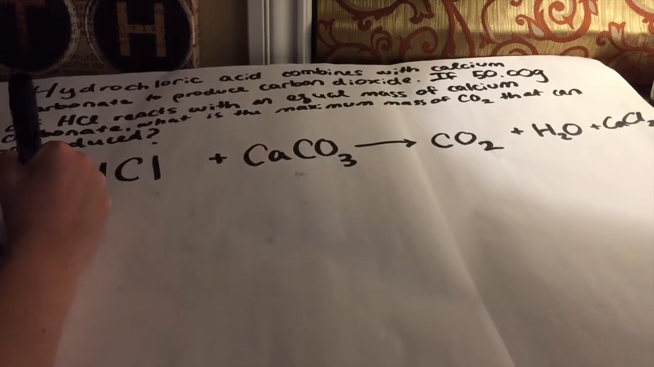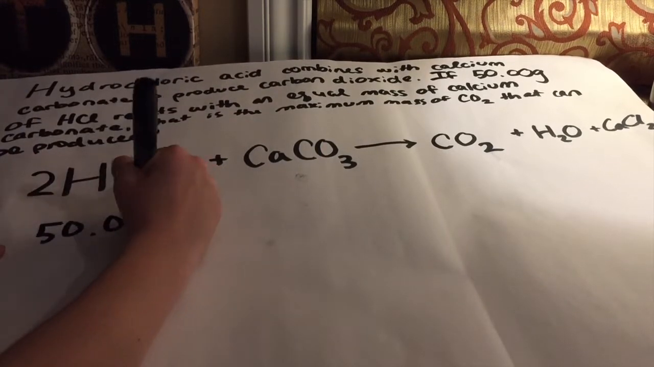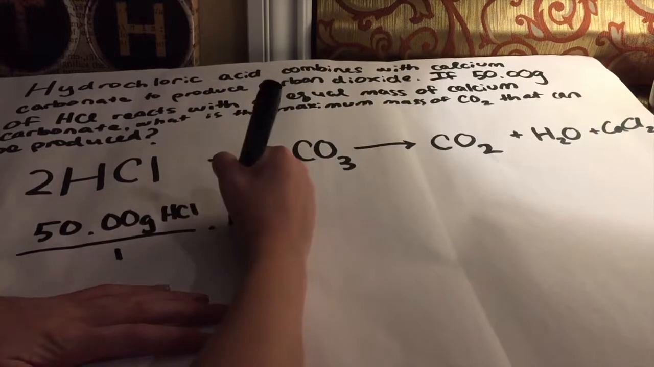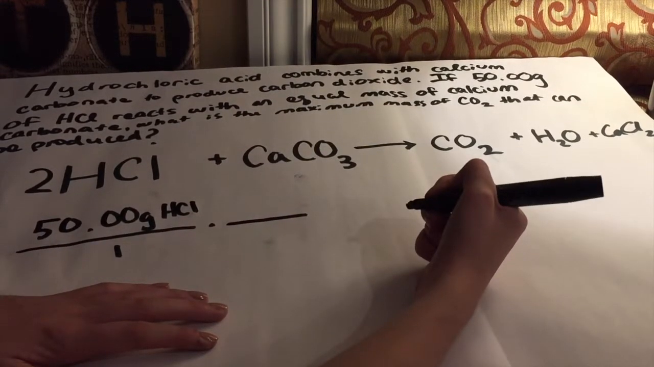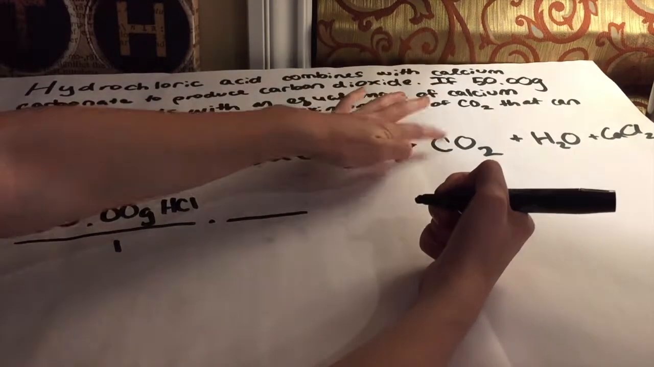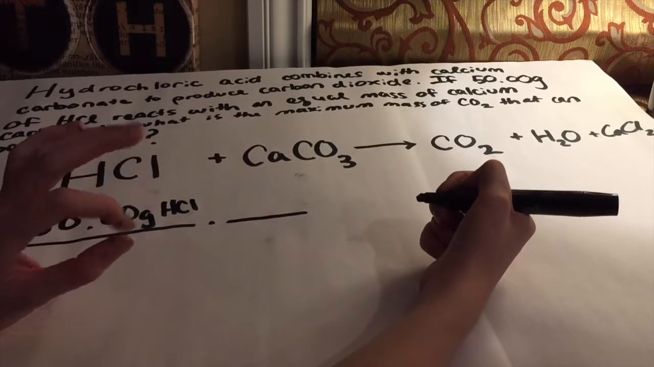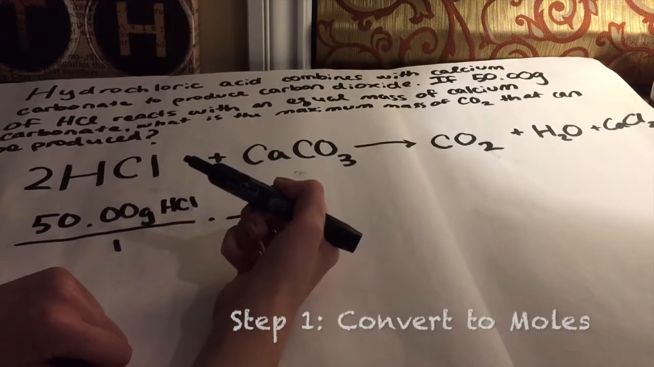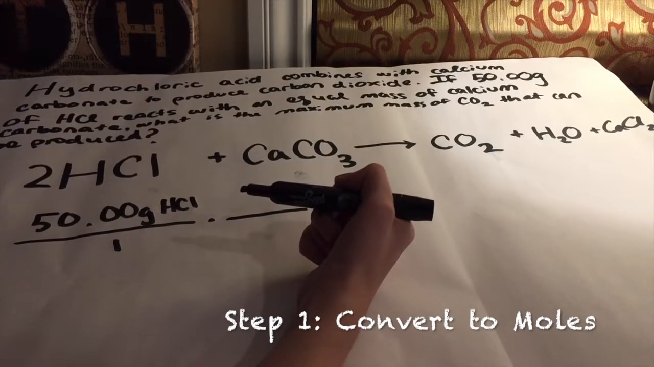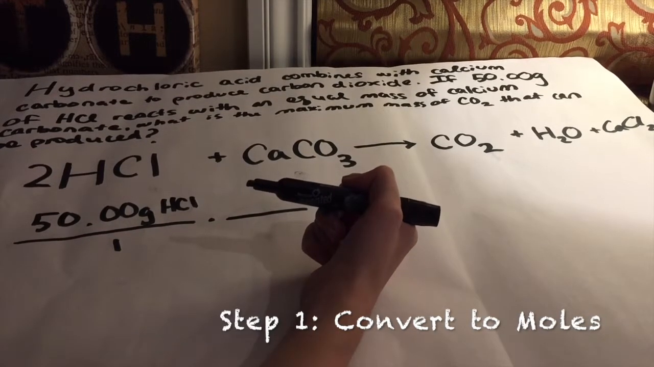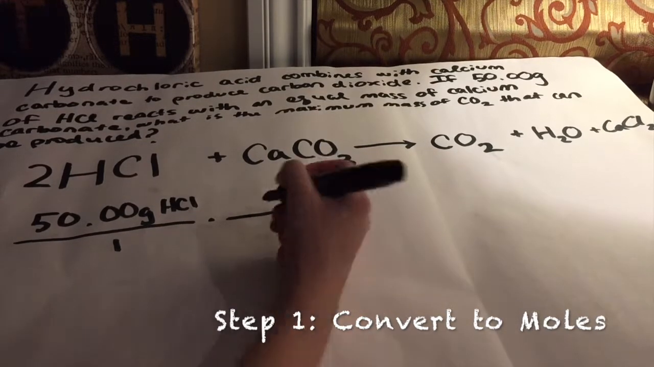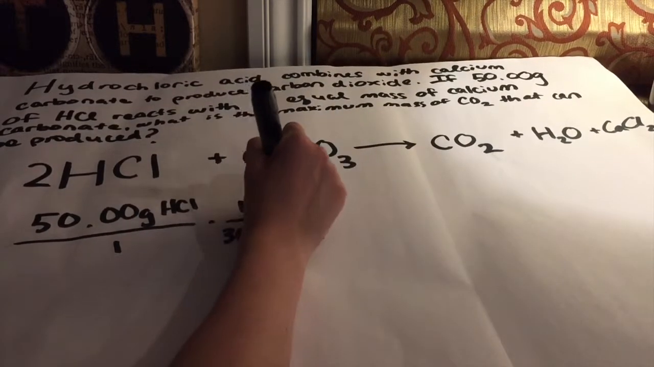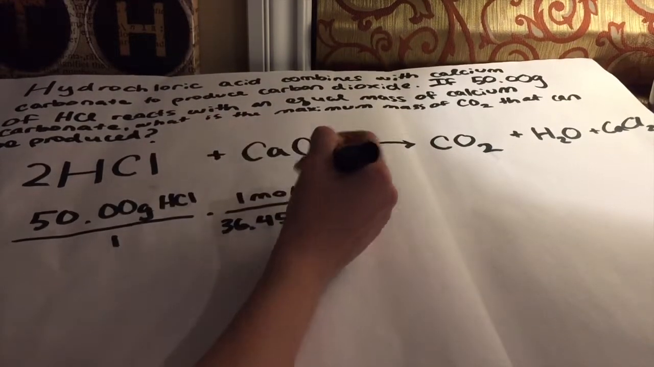We have 50 grams, so let's start with 50.00 grams of HCl over 1. Now we are going to use our molar mass of HCl to convert this to moles, because we want to compare how many moles from the equation. We have a 2-to-1 ratio of HCl to CO2. So we need to make that comparison, but first we have to convert to moles. Hydrochloric acid's molar mass is 1.008 grams per mole for hydrogen plus 35.45 grams per mole for chlorine, and that gives us a molar mass of 36.458 grams per 1 mole. Now you can see that our grams cancel and we're left with moles of hydrochloric acid.